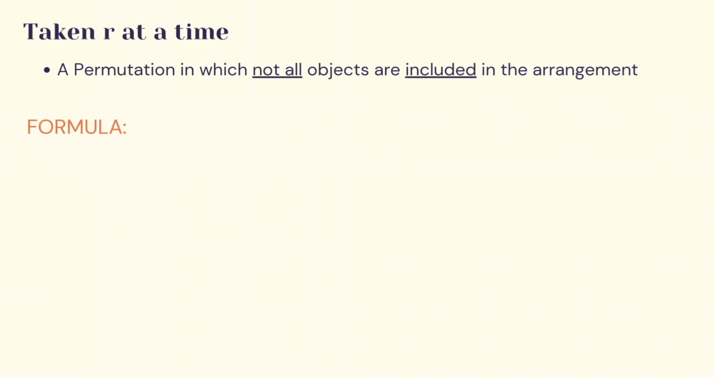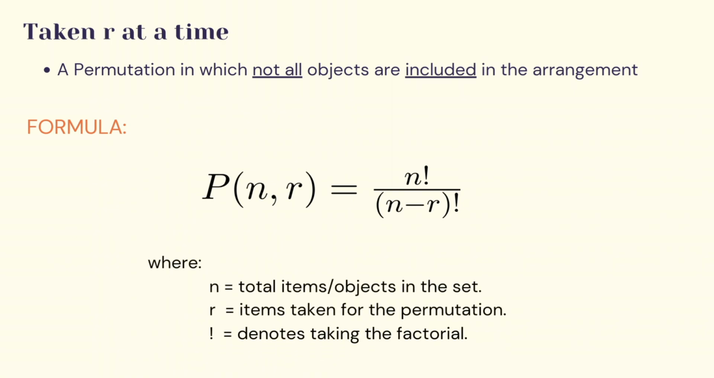The formula for this type of permutation is P equals n factorial all over the quantity n minus r quantity factorial, where n is the total items or objects in the set, r is the total items taken for the permutation, and the exclamation mark denotes taking the factorial.